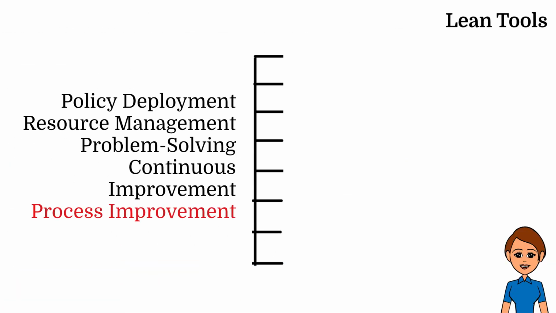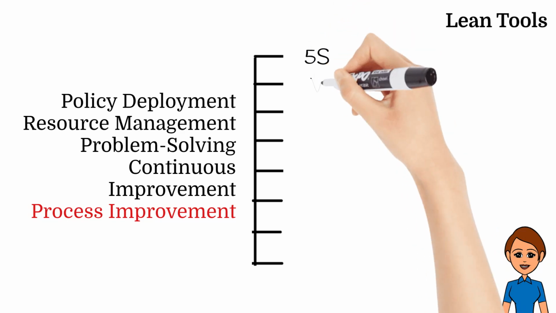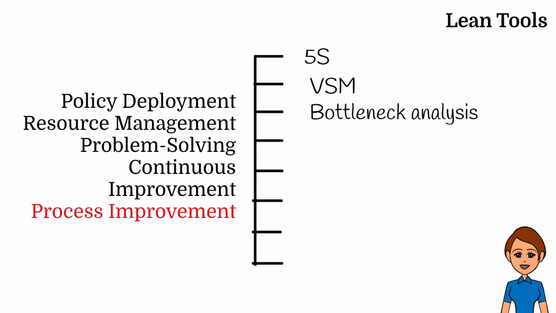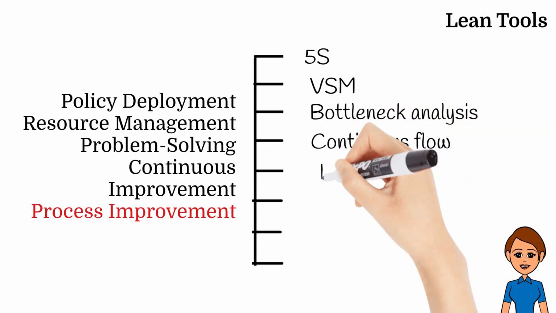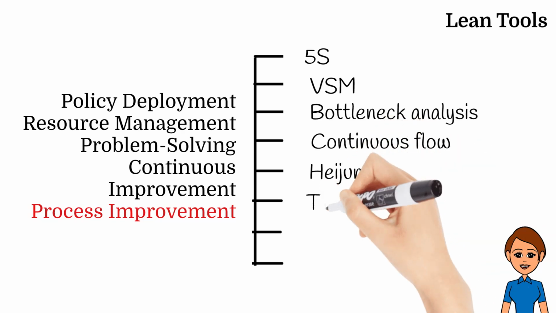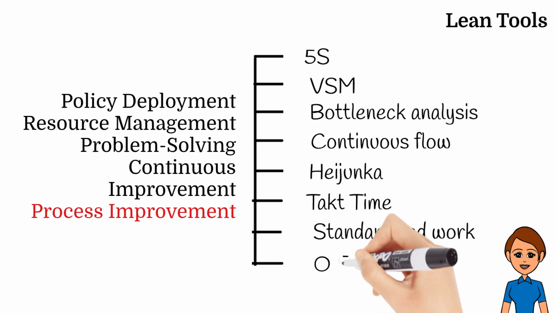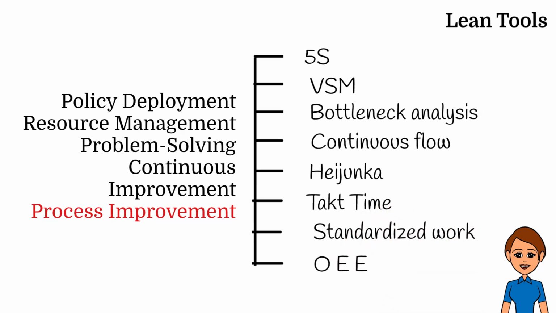Lean tools for process improvement are 5S methodology, value stream mapping, bottleneck analysis, continuous flow, Heijunka, takt time, standardized work, and OEE or overall equipment efficiency.